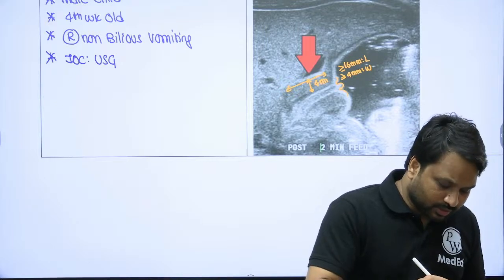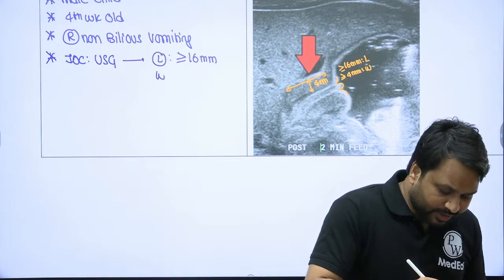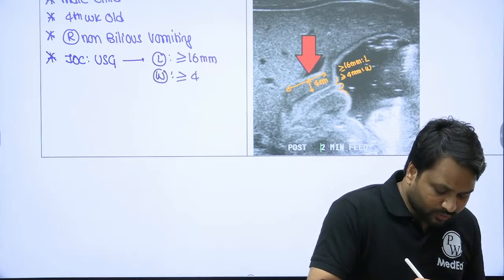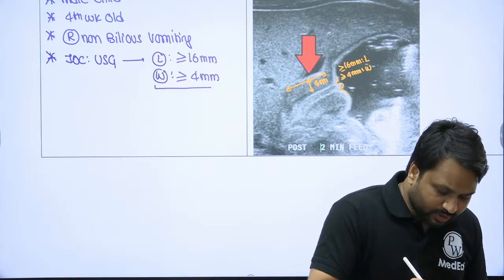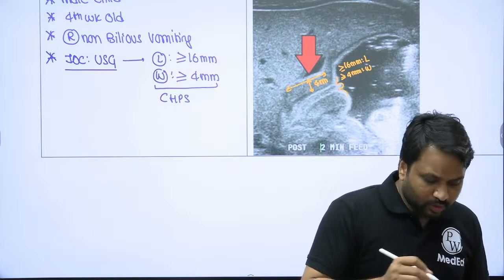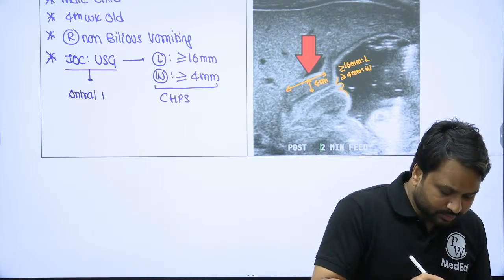So on an ultrasound, you'll see the length of the thickening is more than or equal to 16 millimeters. The width of the thickened tract is more than or equal to 4 millimeters. Now this concludes the patient is having congenital hypertrophic pyloric stenosis, right? When you do an ultrasound, this is what we call the presence of the antral nipple sign.